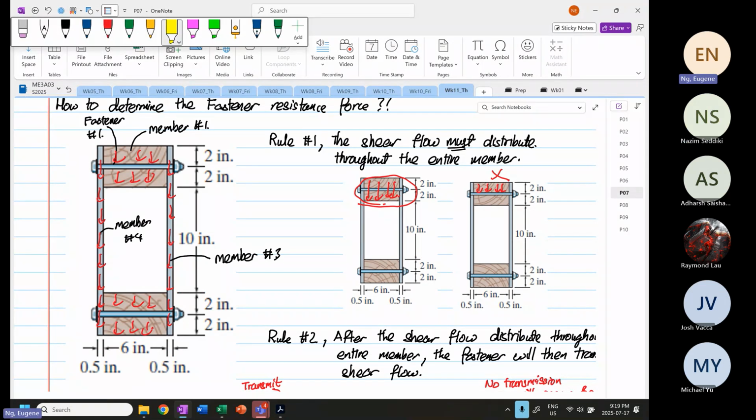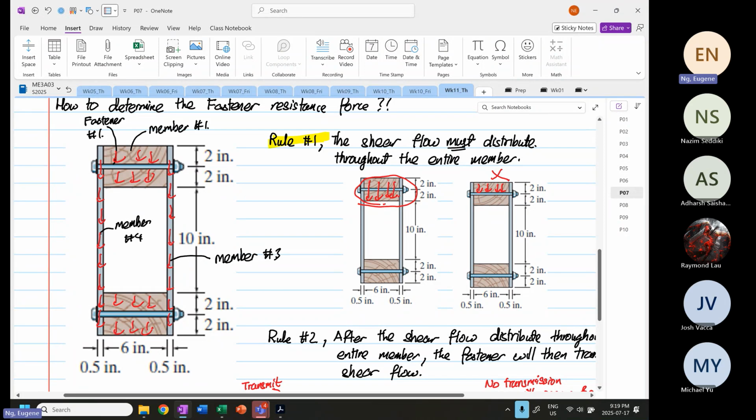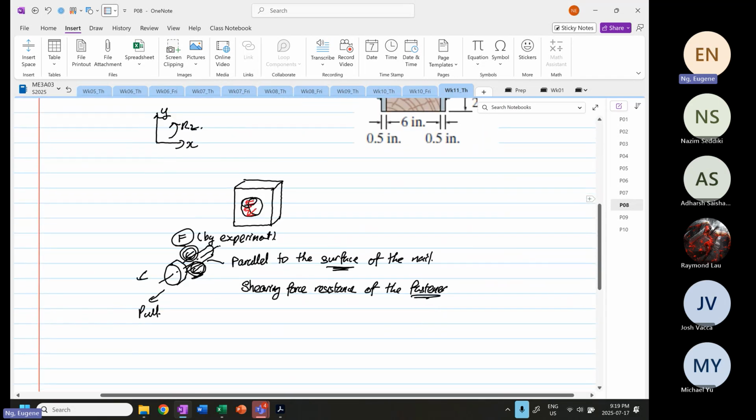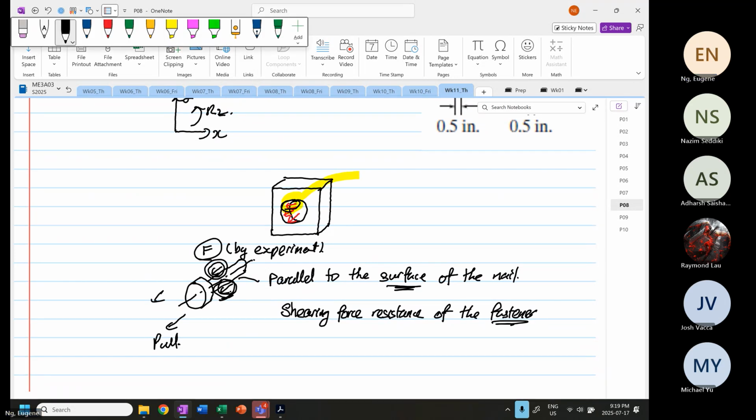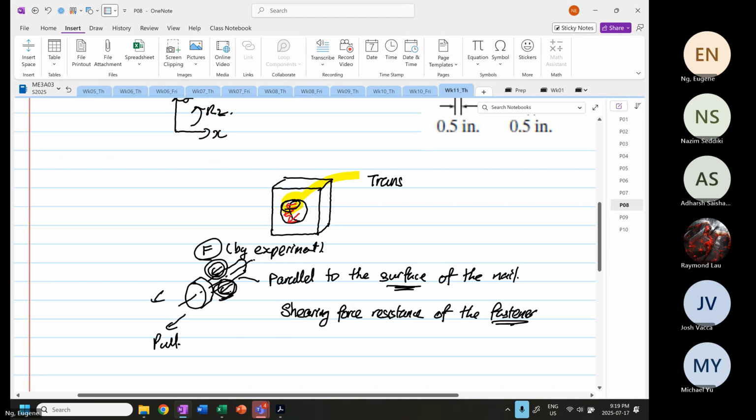Okay, rule number one: the shear flow must distribute throughout the entire member. Rule number two: only after the shear flow is distributed to the entire member will the fastener then transmit the shear flow. So this arrow that we see down here, this arrow that you have down here, is the what? Transmit of the shear flow.